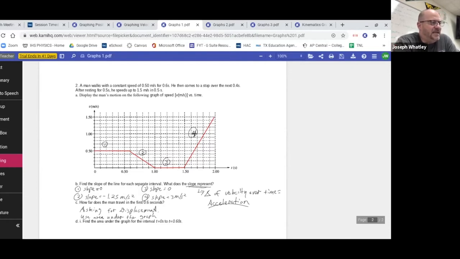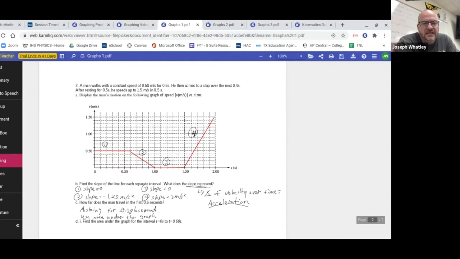Then it says it takes him 0.4 seconds to come to a stop. Well, if I'm at 0.6 seconds, that means he's going to come to a stop at the 1 second mark because it took him a full 0.4 seconds to get to that stop. A stop meaning velocity is 0. So the velocity goes down to 0 over that 0.4 seconds. It says that he stays resting for half a second. So he's down here at 0 because this is a velocity graph. 0 means 0 velocity, meaning not moving.